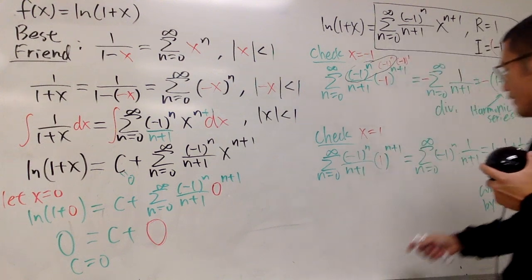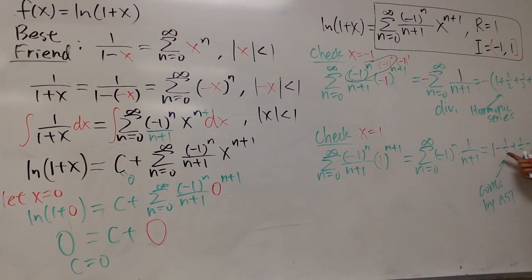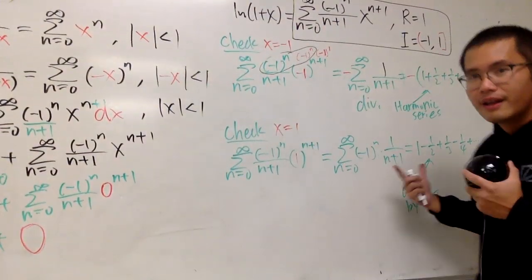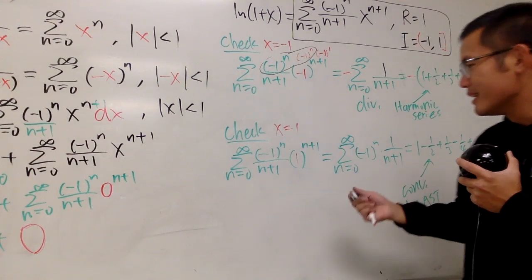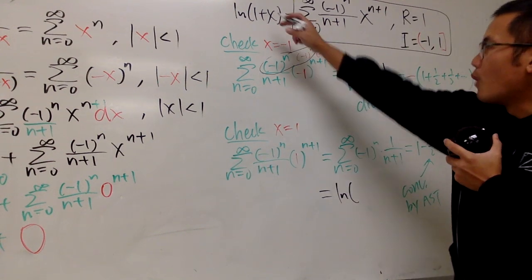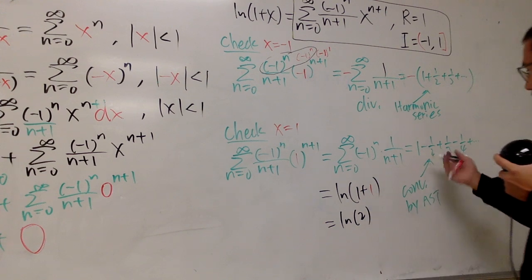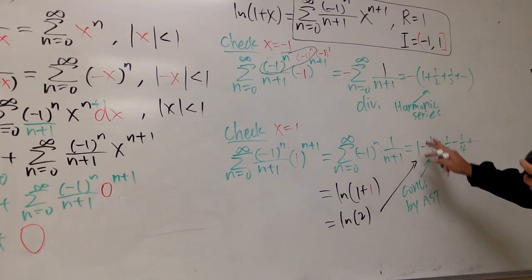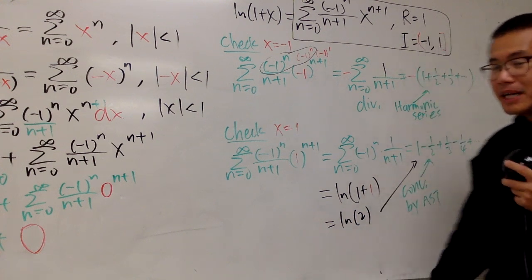In fact, when x is equal to 1, this series right here is the alternating version of the harmonic series. It converges to ln of 2, because right here you can just say this is equal to ln of 1 plus this 1. So this is equal to ln of 2. That's how you calculate the value for the alternating harmonic series, and it converges to ln of 2, which is really cool. But anyway, that's it.